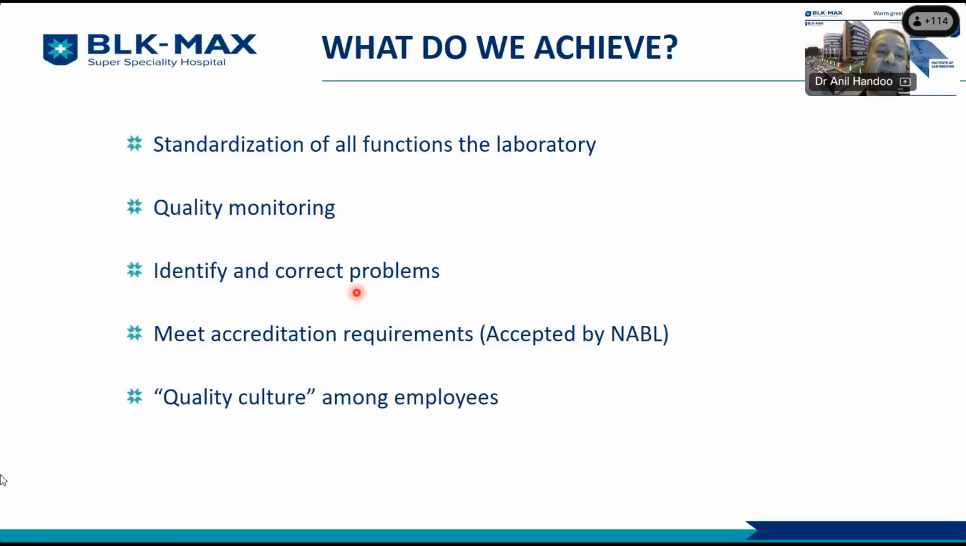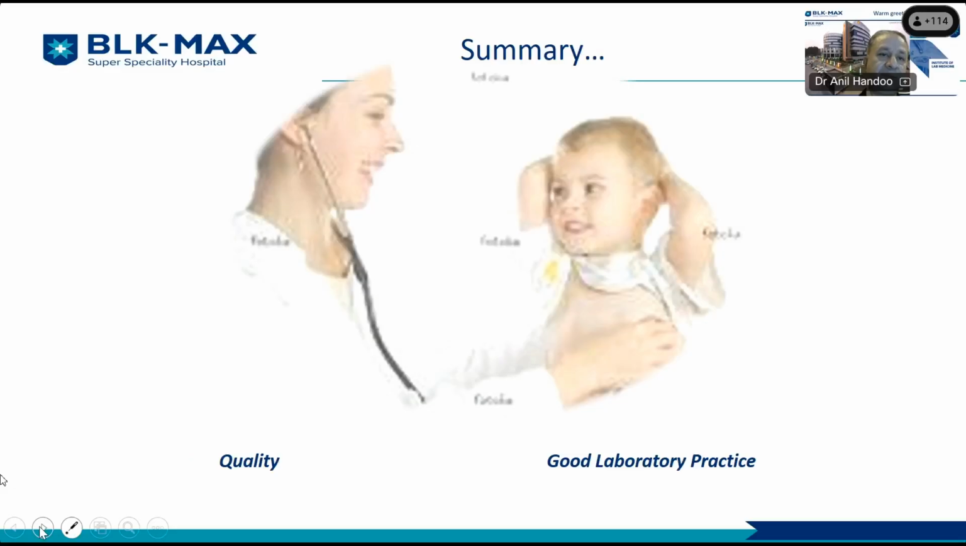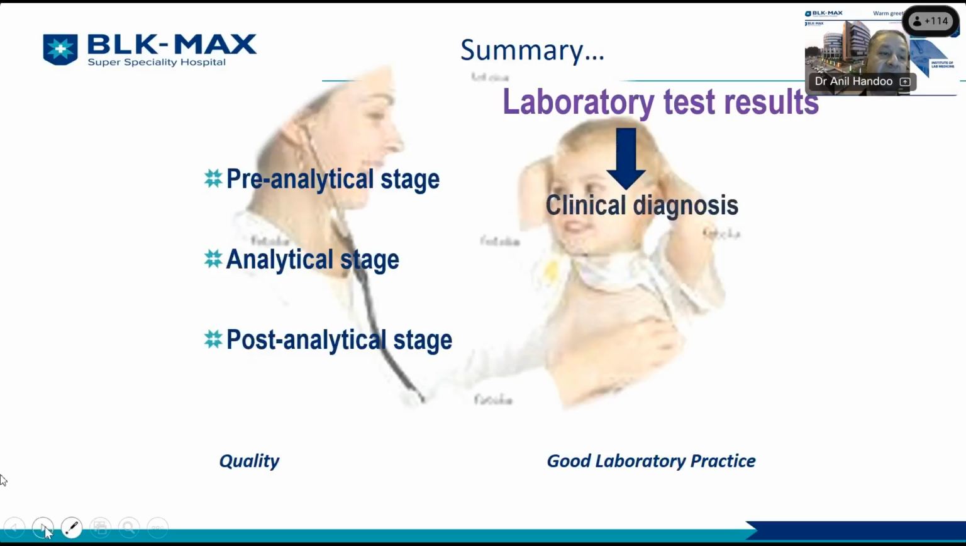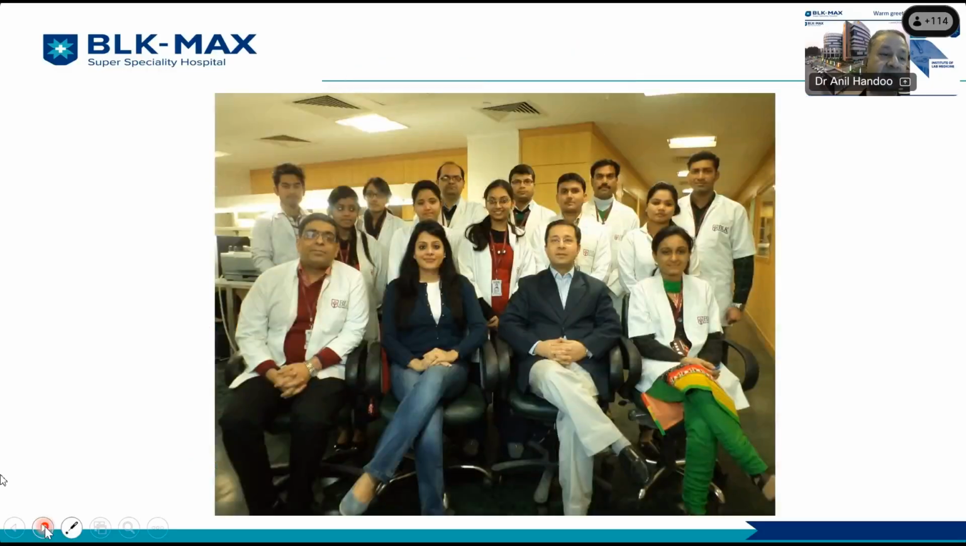We were able to identify and correct the problems, of course, meet the accreditation requirements set by NABL, and of course, have a quality culture amongst our employees. So if I summarize, what do we mean by quality and good lab practice? You need quality in all the three stages: the pre-analytical stage, the analytical stage, and the post-analytical stage. And for the laboratory tests, you need to make sure that you have a clinical diagnosis. From the clinical diagnosis, the patient management takes place.